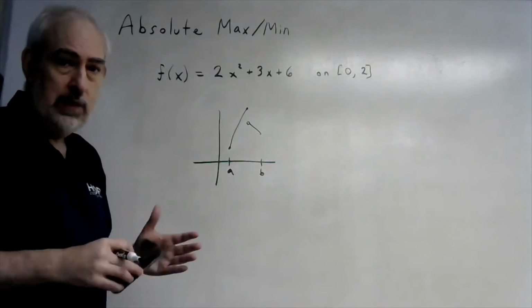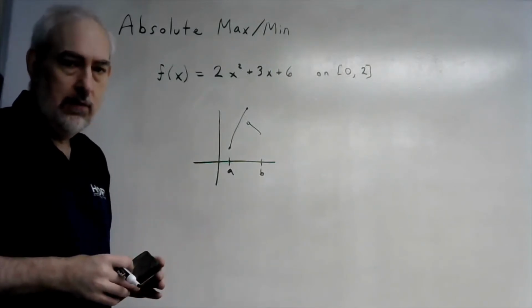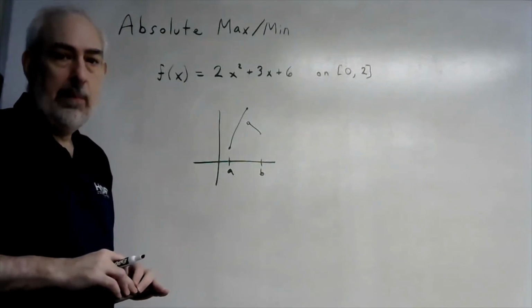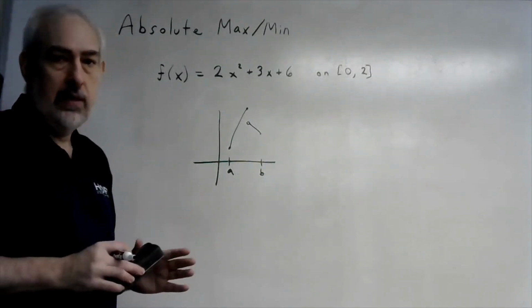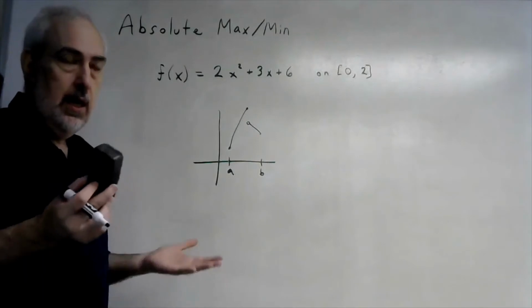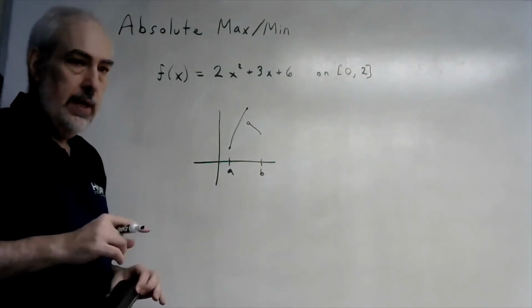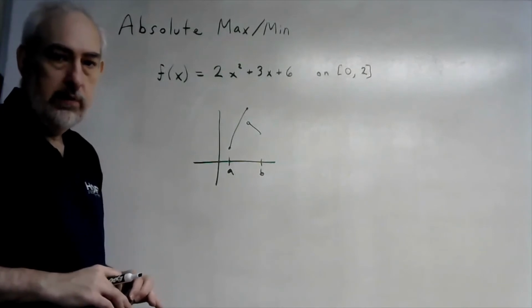That's what the absolute max or minimum theorem is saying: when you have a continuous function, it's guaranteed that the absolute max or min will exist, and it'll be at an endpoint or a critical point that is in between your two endpoints.